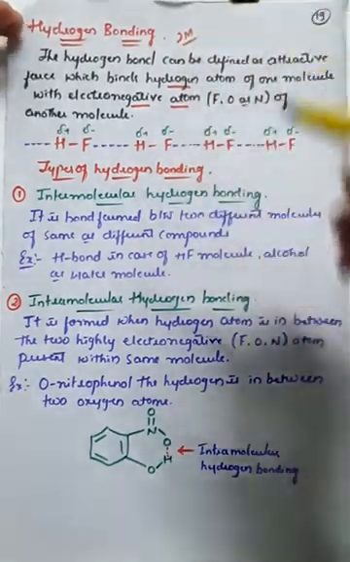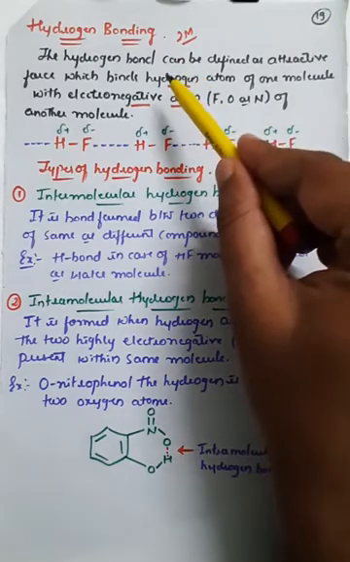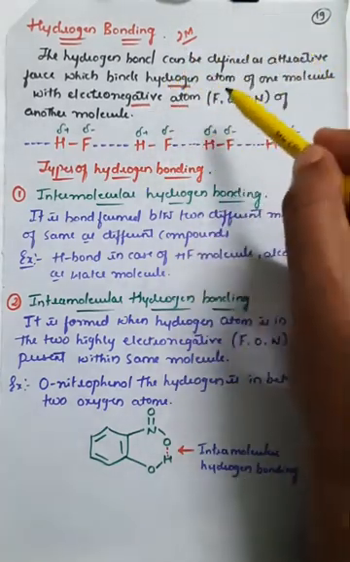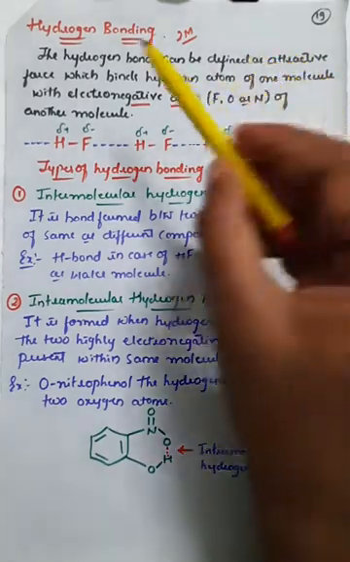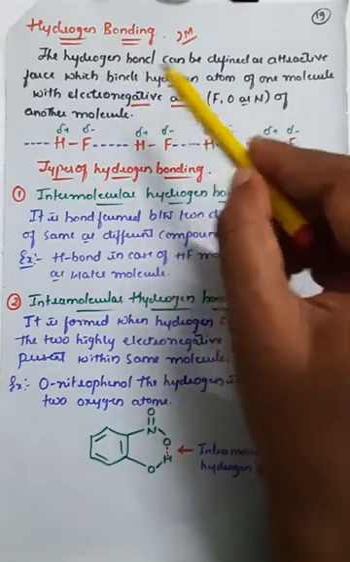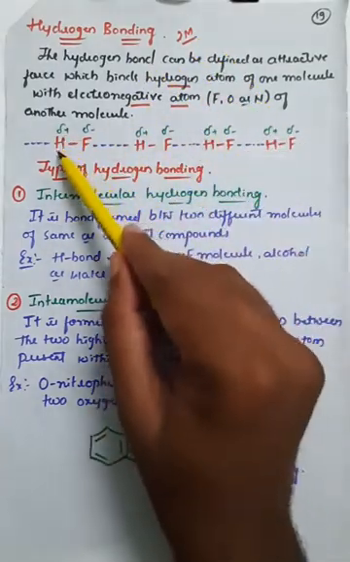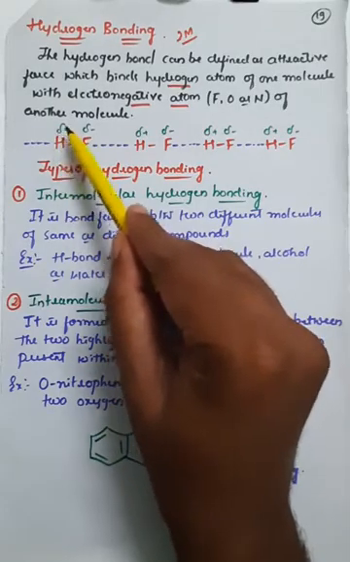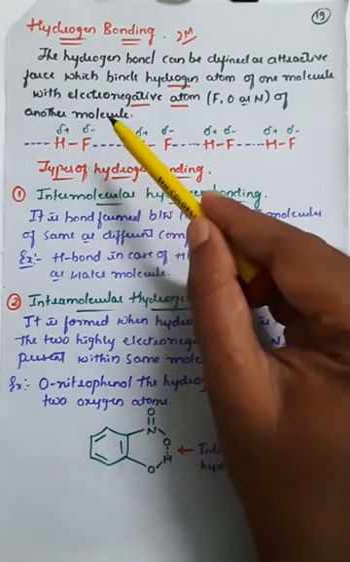Define hydrogen bonding. Hydrogen bonding is nothing but the bond formed between the hydrogen atom and the electronegative atom of another molecule. It may be fluorine, oxygen or nitrogen or any kind of electronegative atom, which carries a negative charge. That is generally called hydrogen bonding. Here I have given the example of hydrogen bonded with fluorine. Positive charge is on hydrogen and negative charge is on fluorine because fluorine is electronegative.